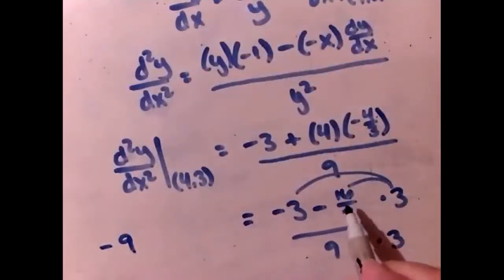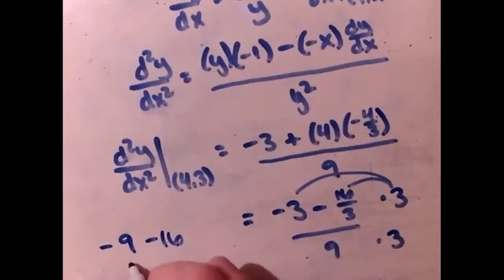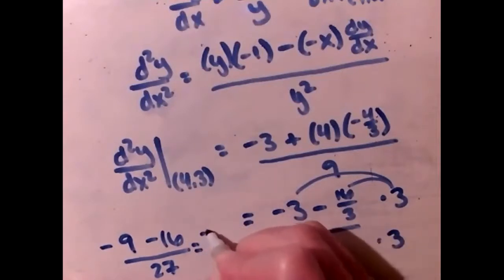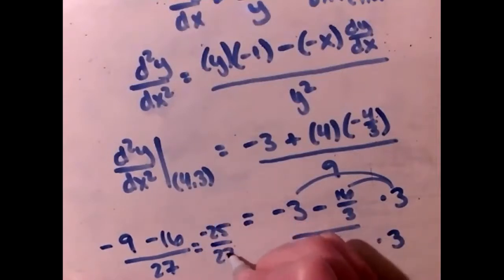So that'd be -9 minus 16. The 3's will cancel. Over 9 times 3 will be 27. And so that'll be -25 over 27.